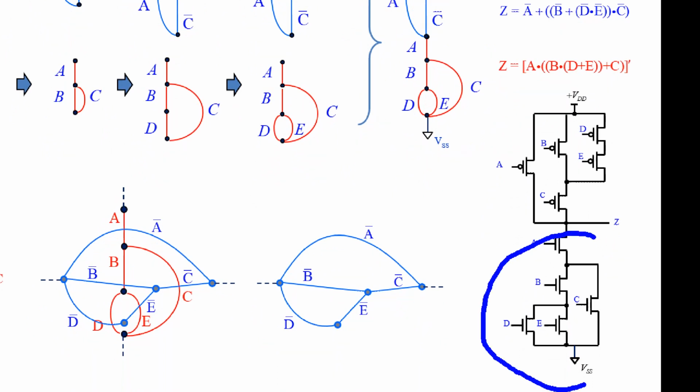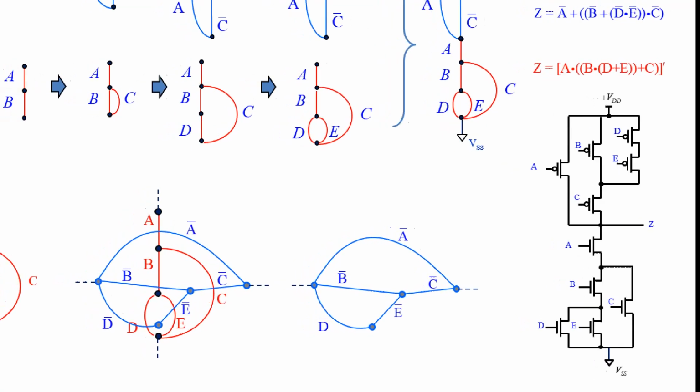You can draw the circuit diagram by applying the transistor symbols for A, B, C, D, E, following this connection, series or parallel. That's all. Very easy.